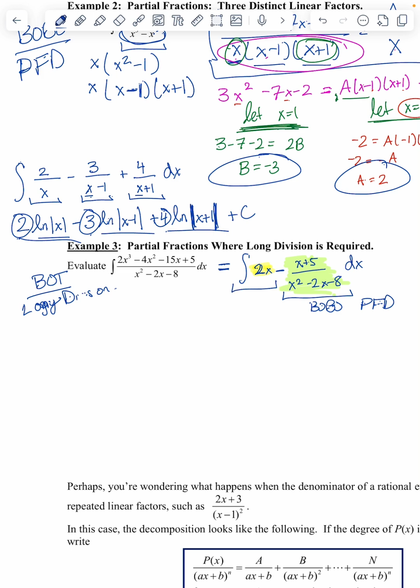This integral can come along for the ride if it wants, or I can just integrate it right now. This is going to be 2x squared divided by 2. So the answer is just going to be x squared for that part, right? So that's done.